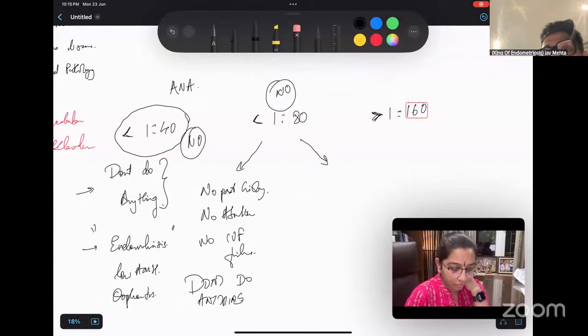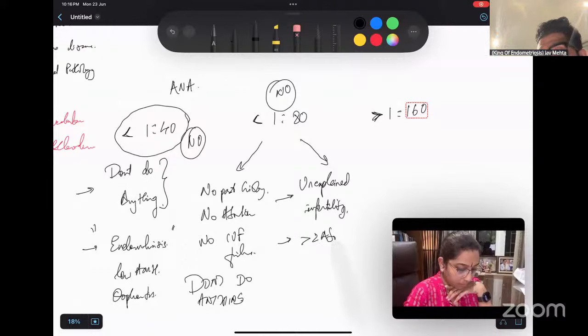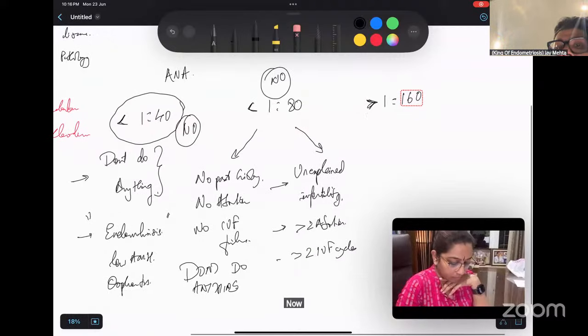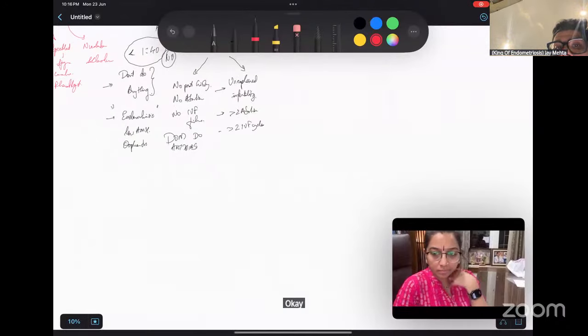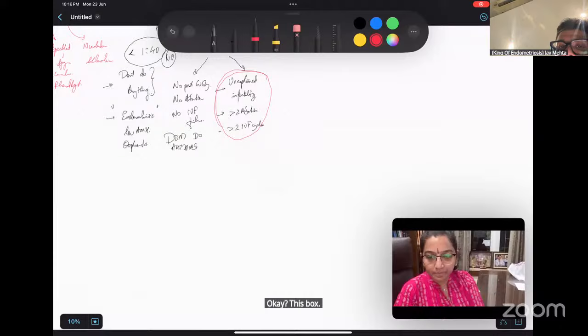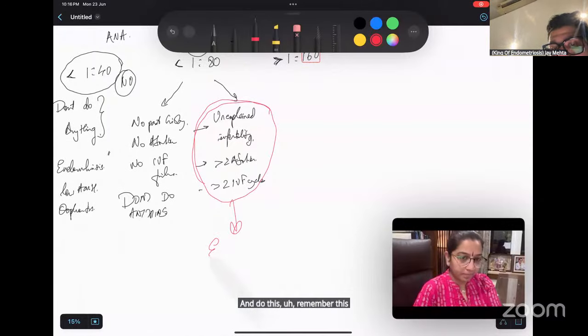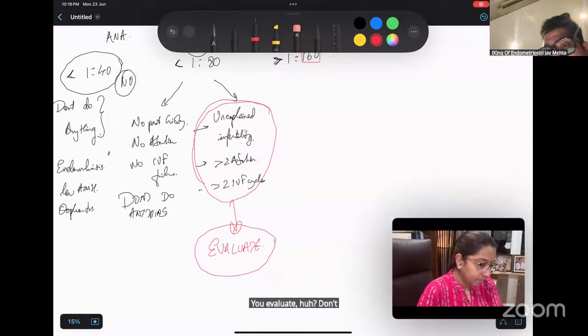Less than 1 is to 80, but there is a past history of this important word: unexplained infertility. Very important. Or if there is presence of more than 2 abortions, or if there are more than 2 IVF cycles failed. Now, if you have this particular box which has come in front of you, that is when you actually go and do this. Remember this. You evaluate. Don't treat. The answer is you evaluate.